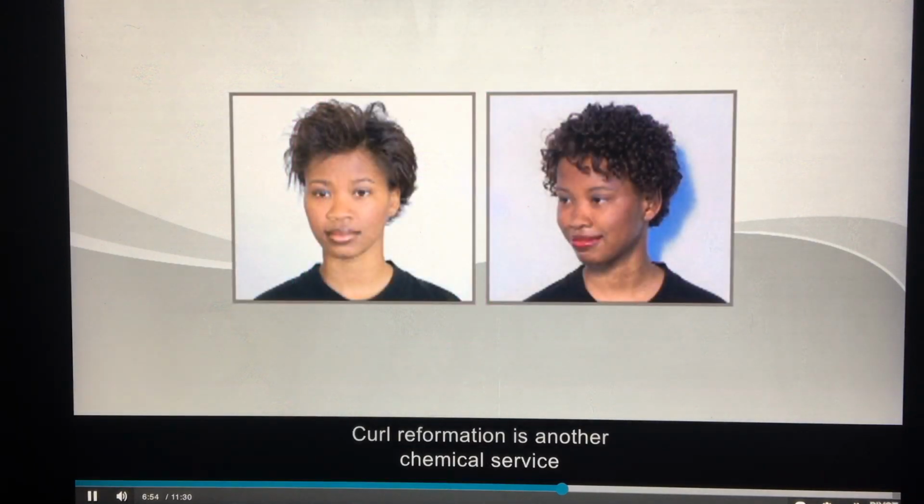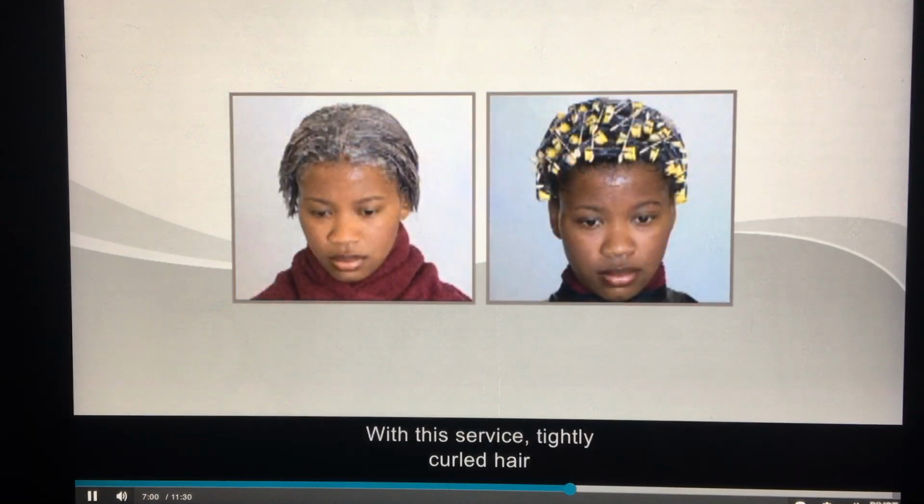Curl reformation is another chemical service performed in the salon. This chemical process combines a relaxer and a perm. With this service, tightly curled hair texture is first relaxed. It is then permed to produce a soft curl pattern.